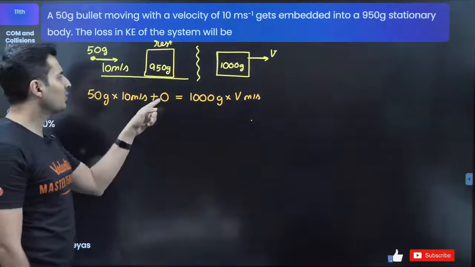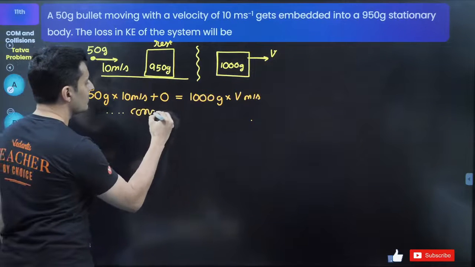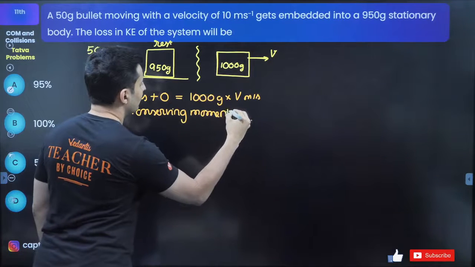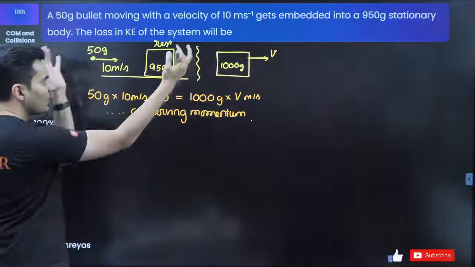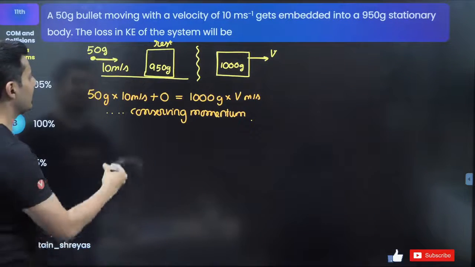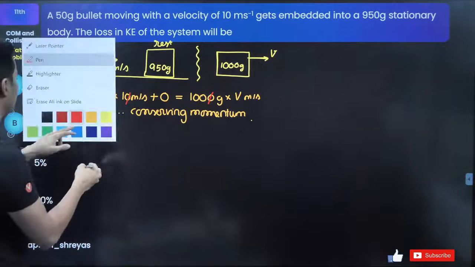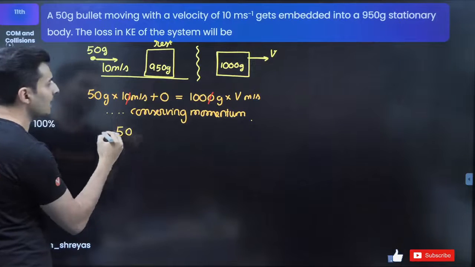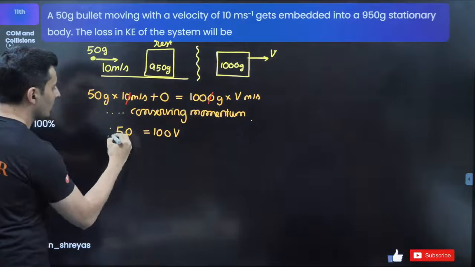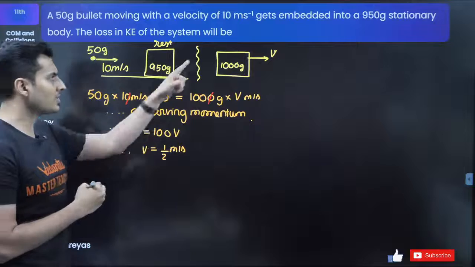This was moving. This was at rest. This is the total mass. This is the velocity. So this is basically conserving momentum. And why is momentum conserved? Because there is no external force from outside; this system is isolated. So you can see some of the things get cancelled, like this 0 and this 0. All right. So I will be just left with 50 is equal to 1000 into V. So therefore V is nothing but half a meter per second. This is the final speed.